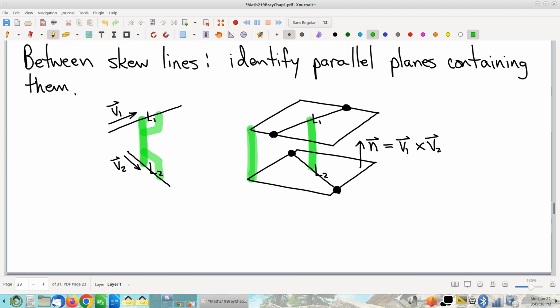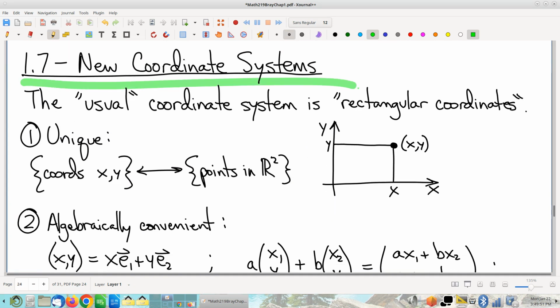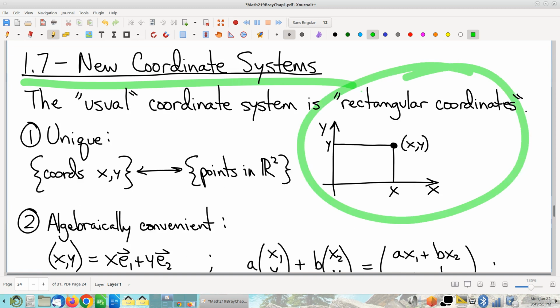All right, so clever little trick there. And I believe that does it for 1.5, and we're moving on now to 1.7. So, some new coordinate systems. Y'all are already familiar, I presume, with rectangular coordinates. X and Y coordinates, for example, in R2. Nothing to it. Very familiar.